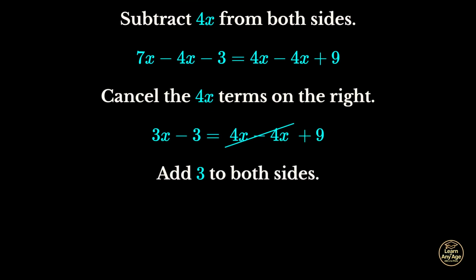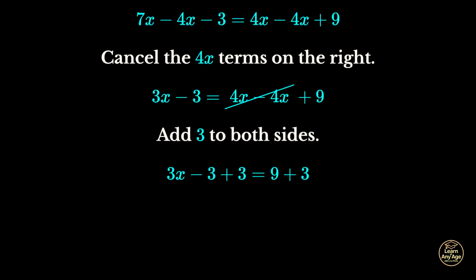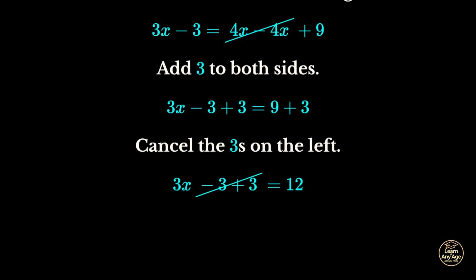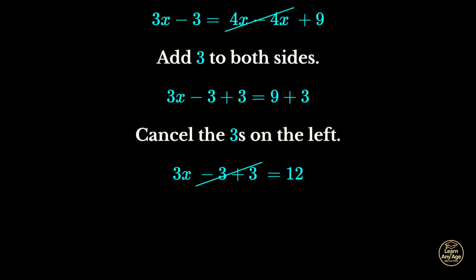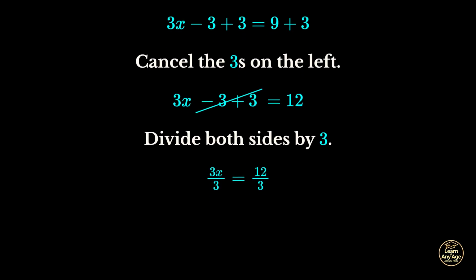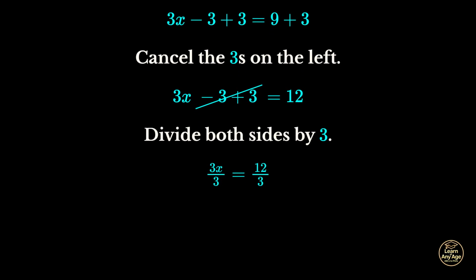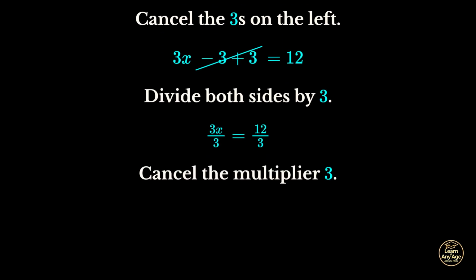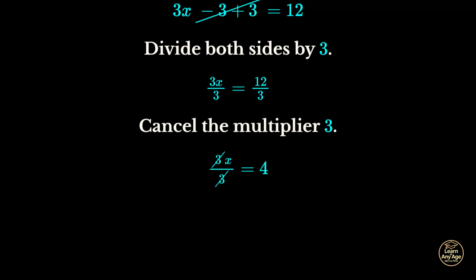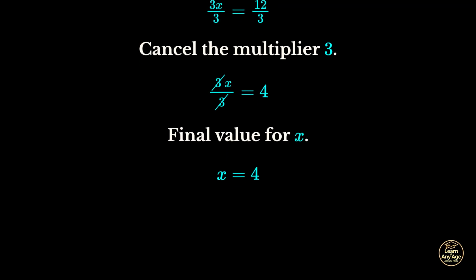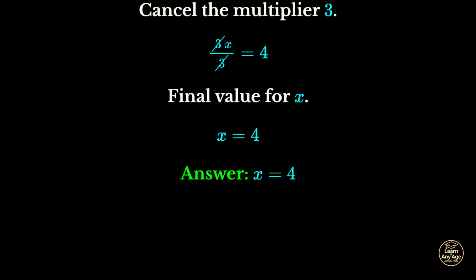Add 3 to both sides. 3x minus 3 plus 3 equals 9 plus 3. Cancel the 3's on the left. 3x minus 3 plus 3 cancelled out equals 12. Divide both sides by 3. 3x over 3 equals 12 over 3. Cancel the multiplier 3. 3 cancelled out, x over 3 cancelled out. Equals 4. Final value for x. x equals 4. Answer, x equals 4.